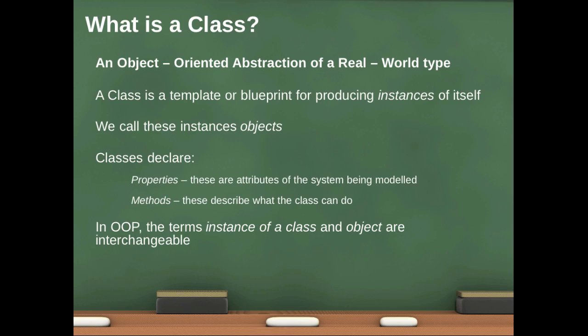So classes, for their objects, will declare two broad categories of things. They will declare properties, which are attributes of the system that we're modeling, and they will declare methods. Methods are like C functions, except they belong to the class itself, and methods describe what the class can do. In object-oriented programming, OOP, the terms instance of a class and object are interchangeable. We'll talk about this a little later, but we say that we instantiate a class, we make an instance of a class, and that is the object of that class's type.